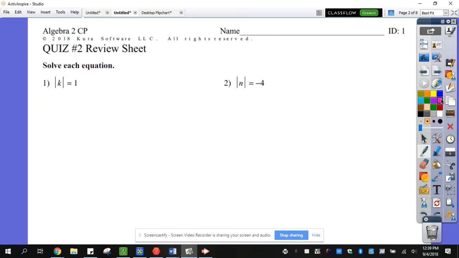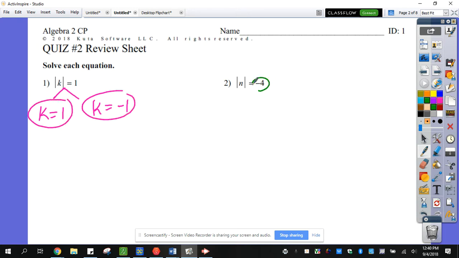We're here today to go over the review sheet for quiz number 2. Absolute value of k equals 1, just split them in 2 because there's nothing inside or outside besides the variable. K is equal to 1, always copy the question, and the other one will be negative. Circle or box your answer, kaboom.